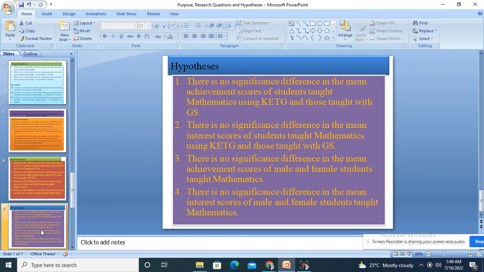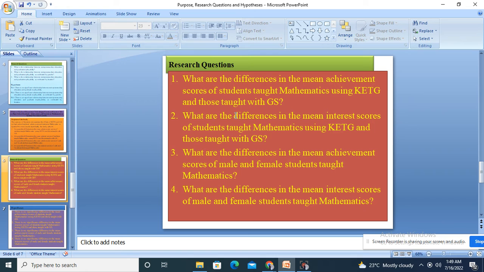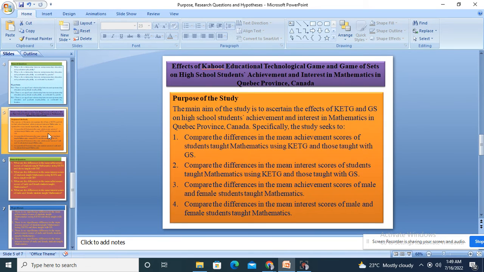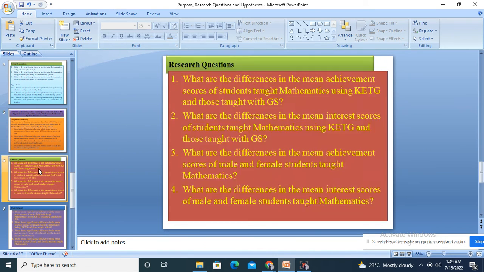Now how do you structure these research questions? To structure the research questions, as you can see, we have already stated the purpose. Now we come to the research questions. The research questions will be in question form. What are the differences in the mean achievement scores of students taught mathematics using the Kahoot educational technological game and those taught with game of set?